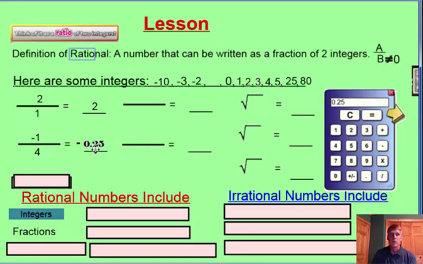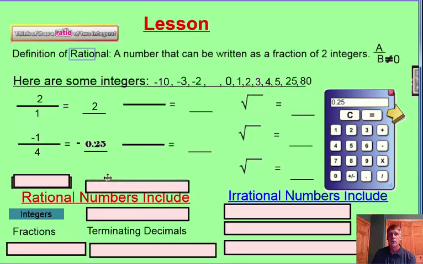So if you look, that's called a terminating decimal. Terminating means stop. They called Arnold Schwarzenegger the Terminator because he stopped your life. So this number, when it stops at 0.25, is called a terminating decimal. That is a rational number. So now I have another one: all the terminating decimals are also rational numbers.